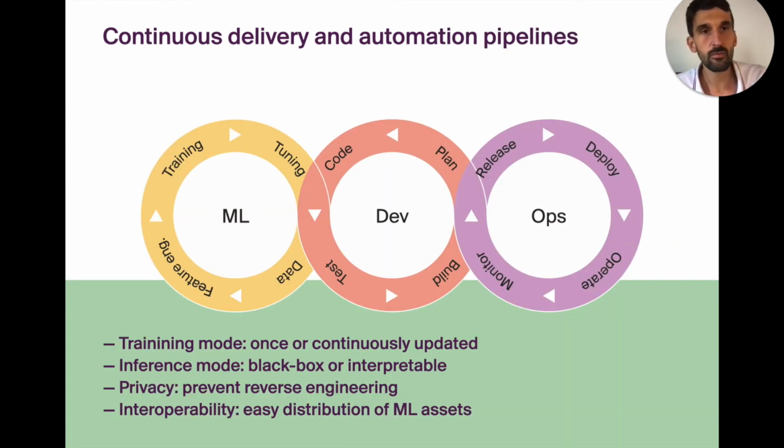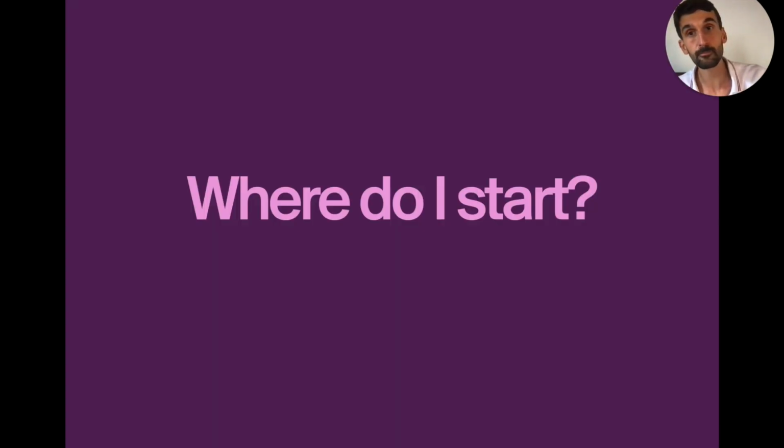If you are a software developer or a computer scientist, you might prefer this kind of representation, where we have a continuous delivery and automation pipeline. Basically, in the first circle, we are doing what I've just explained: collecting data, engineering features, training and tuning. But then at some point, we are entering the development and operational circles, where we are basically testing this model in production mode.